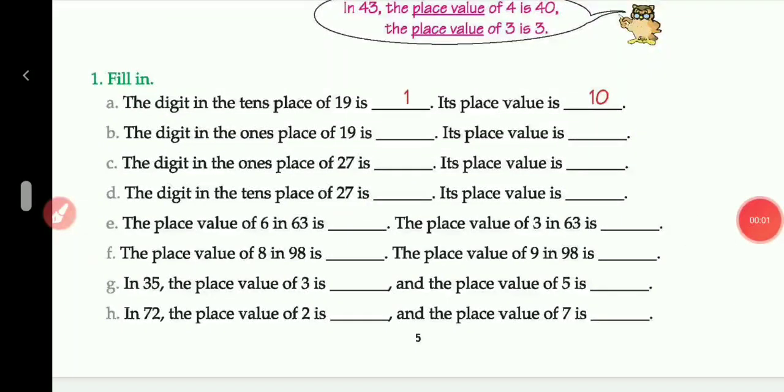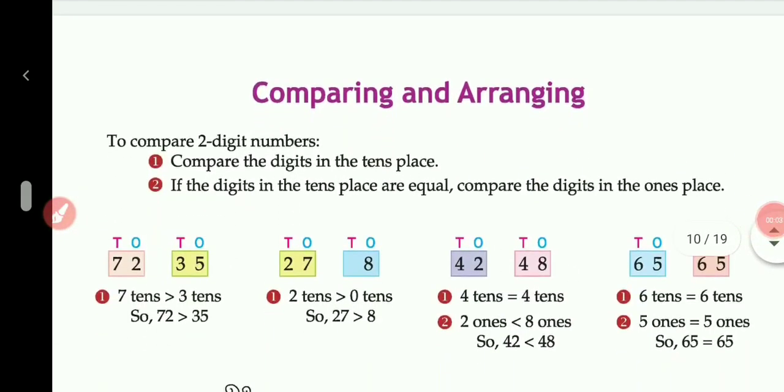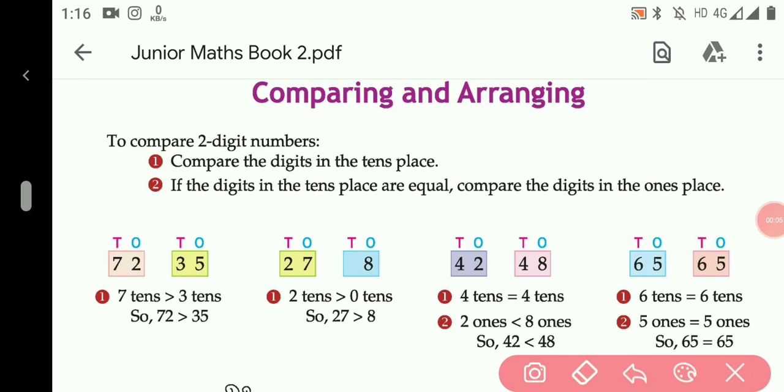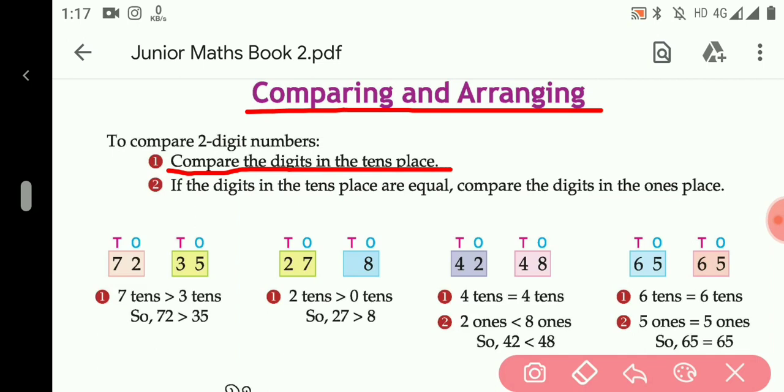Our next topic is comparing and arranging. So what do we have to do in comparing and arranging? We have to compare two numbers and then put the sign towards the greater number. So how will we compare two-digit numbers? First, compare the digits in the tens place of both the numbers. Which one is greater? Put the sign towards it.